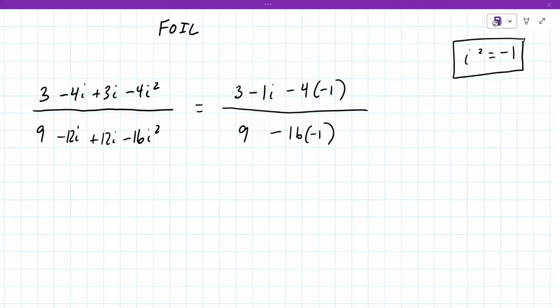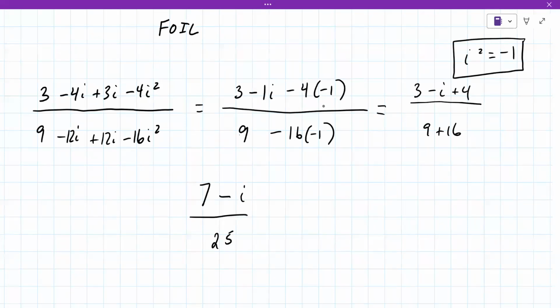Now, what I think is important here is that you get just a number on the bottom. So the bottom becomes 9 plus 16. The top, though, is this minus 4 times -1, which becomes +4. So it's 3 minus i plus 4, which becomes 7 minus i over 25.